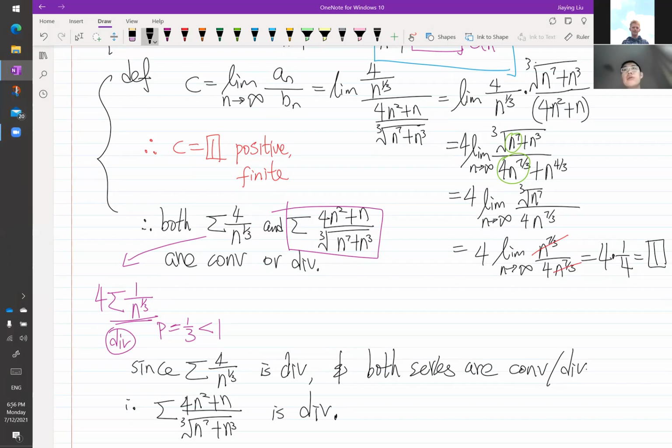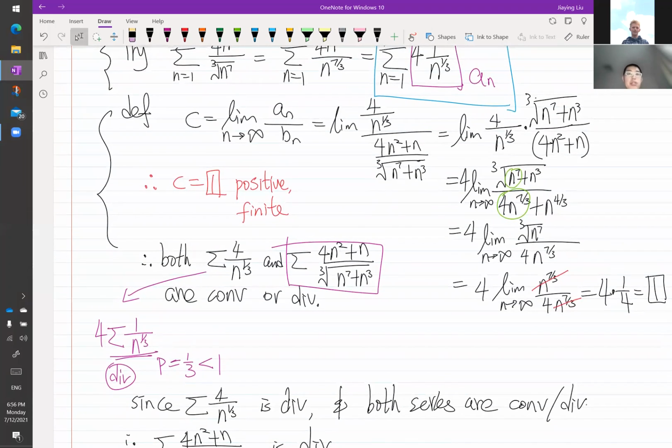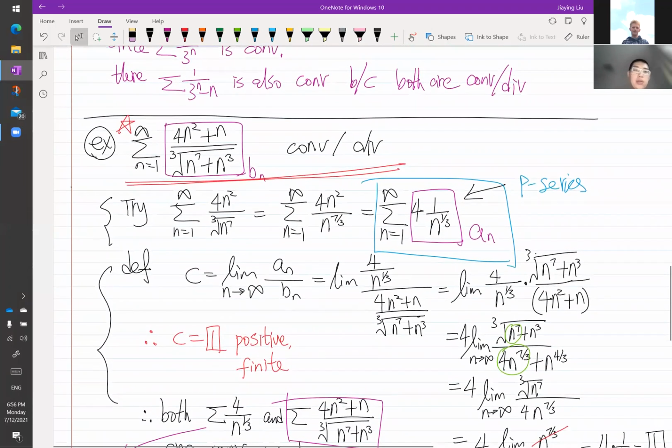I'm sorry, I'm just a little bit confused with that, like what C equals 1 is telling us. I know that it's the same behavior, but what does that mean? It just means that both series, the one that's given, which is this one, and the one that I picked, if C is positive and finite, both series are going to be convergent at the same time, or they are divergent at the same time. That's what the C tells us when C is positive and finite.